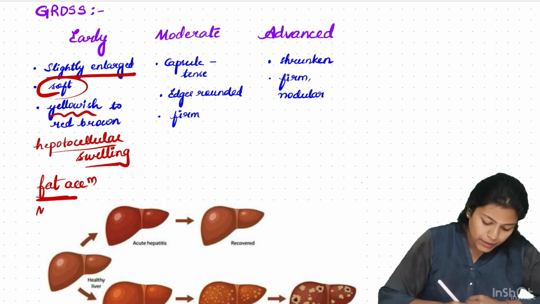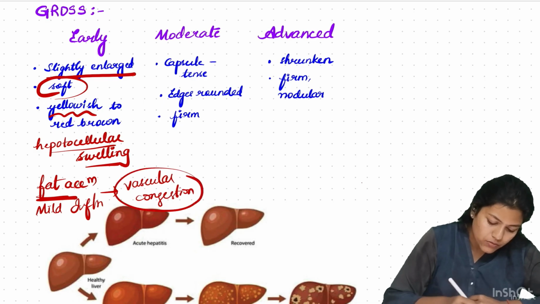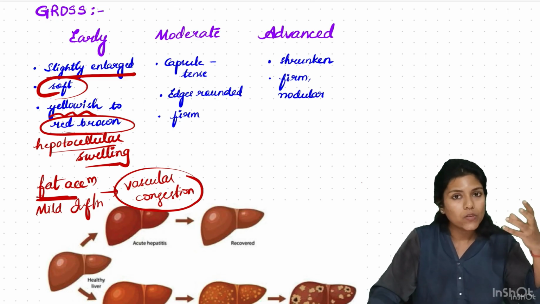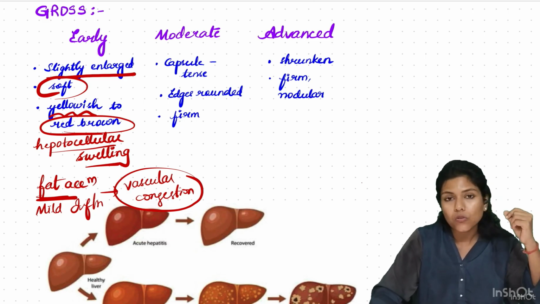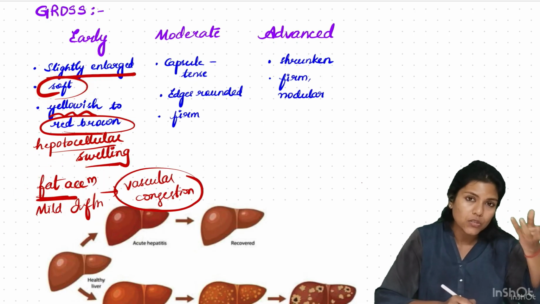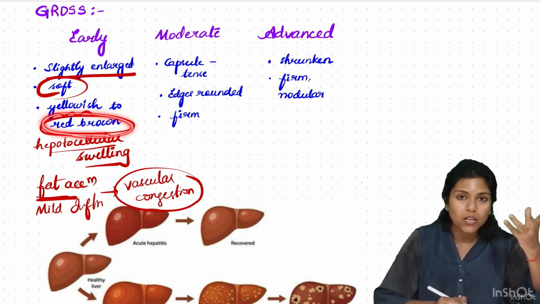And also there is mild inflammation. Because of mild inflammation, there is vascular congestion. Vascular congestion of the sinusoids gives a red-brown color. So in the early stages, because of hepatocellular swelling and ballooning degeneration, there will be slight hepatomegaly, slight liver enlargement. Also there will be fat accumulation, which gives a soft texture and yellow tinge to the liver, and vascular congestion because of mild inflammation gives the red-brown color.